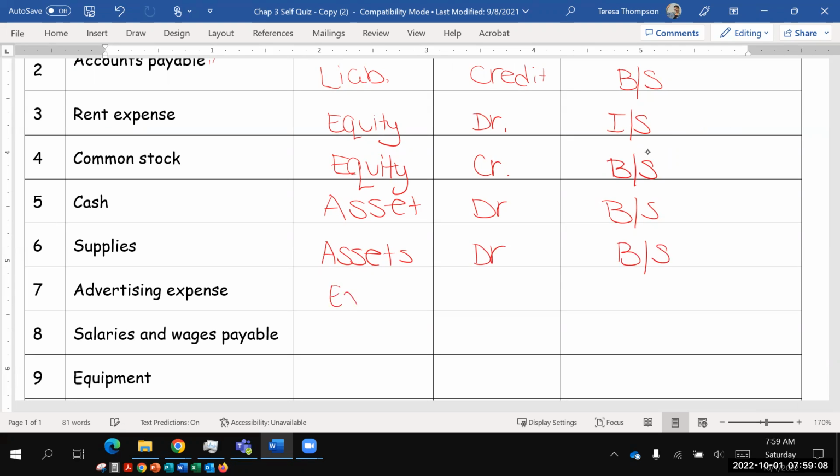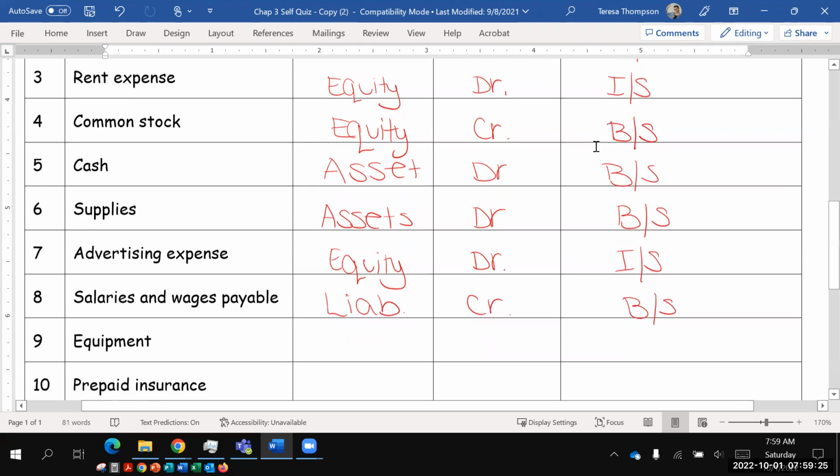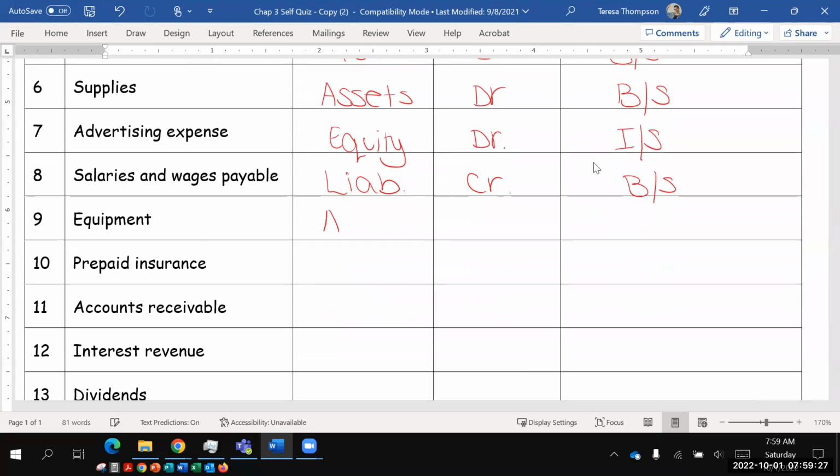Advertising expense. Expenses are considered equity items. They decrease equity and appear on the income statement. Payable, that's a liability again, and liabilities are on the balance sheet. You hopefully remember that from chapter 2. Equipment, that's going to be an asset. All assets have normal debit balances and are on the balance sheet.